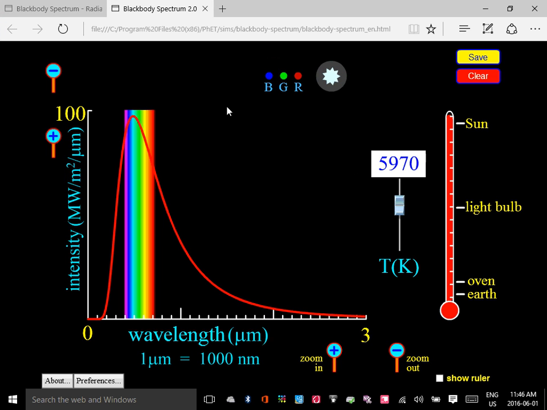So the idea is light that has a higher frequency has more energy. So light in this region has less energy because it has a lower frequency. Light in this region has a higher frequency, it has more energy. So the higher the frequency of light, the more energy it has.